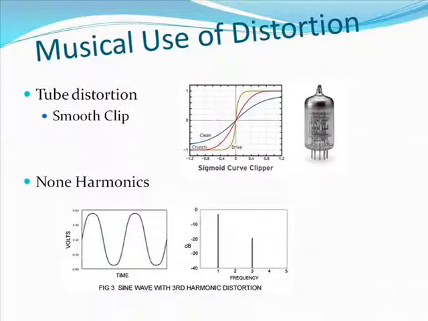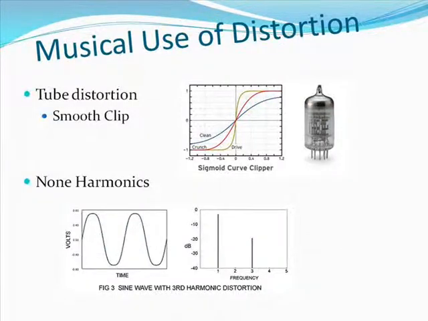processor. One musical use of distortion is the distortion produced by the vacuum tubes, which are useful in guitar playing, which provides a smooth clip. It's not a hard clip, it's a smooth clip, which makes the signal have more non-harmonics. I mean, the third, the seventh, the fifth harmonics.